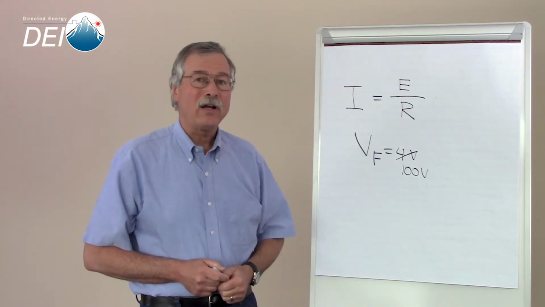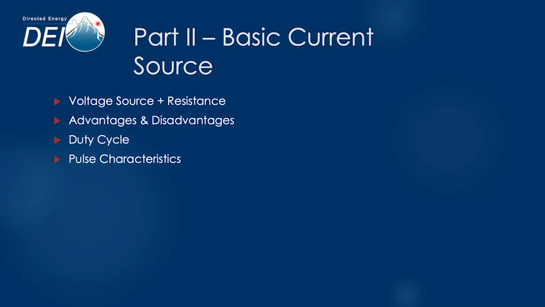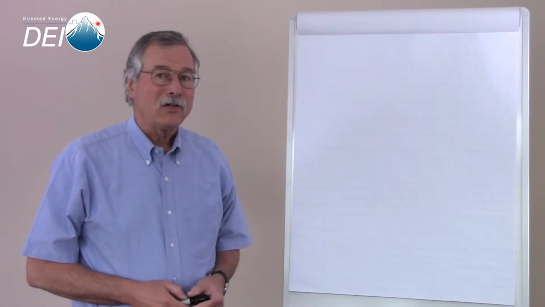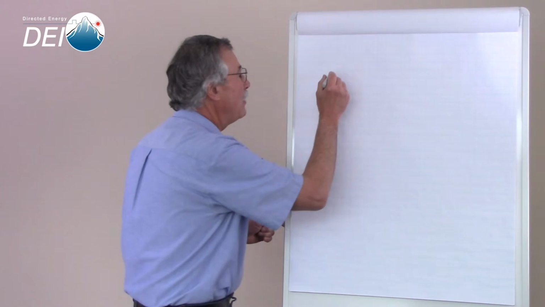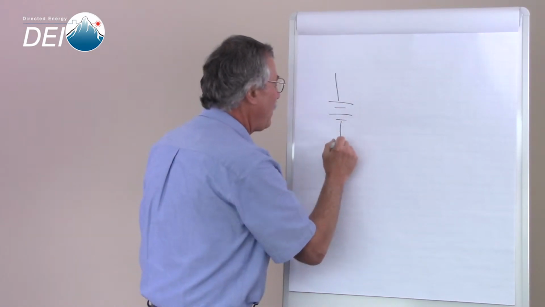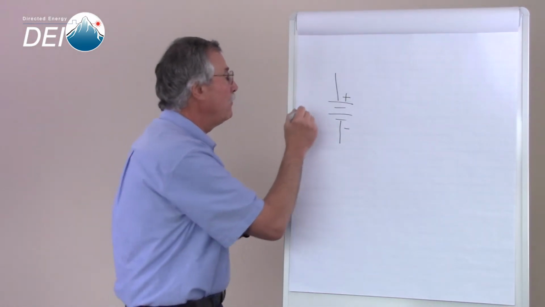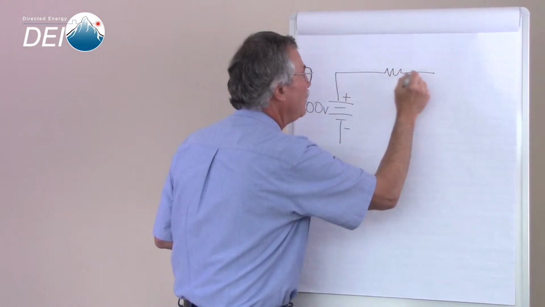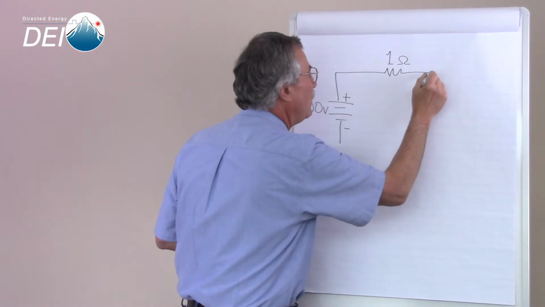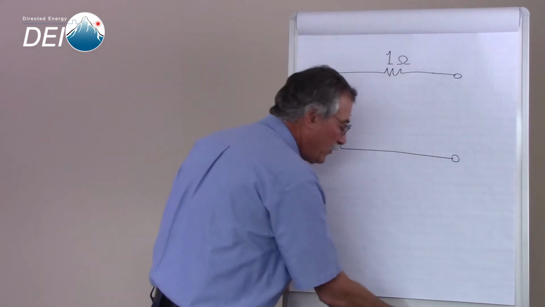In the next part, we're going to be talking about how we generate constant current. A simple way of creating a current source is by taking a voltage source and adding a series resistance. For example, I'm using the symbol for a battery, but this could just as easily be a DC power supply. I'm choosing 100 volts, and I'm placing a resistance of 1 ohm in series with the battery. And I'm going to call this our current source.